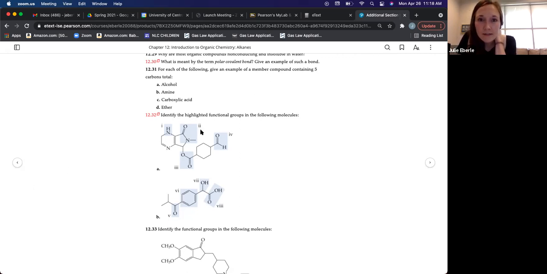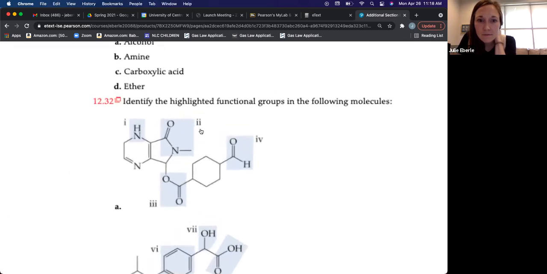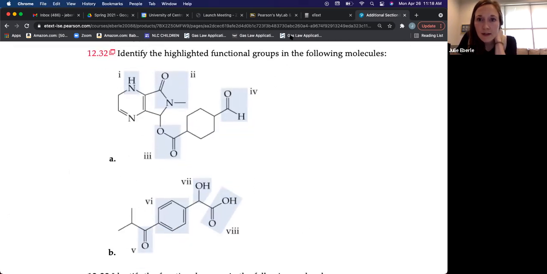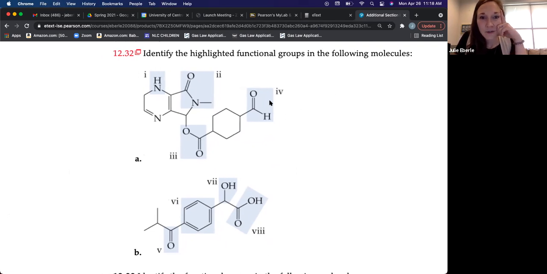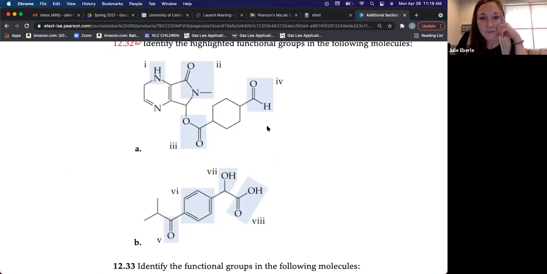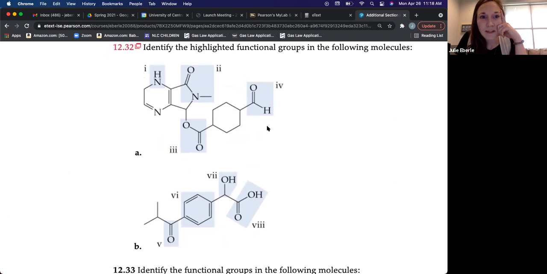All right, look here. It says identify the highlighted functional groups in the following molecules. Okay. So I only ask you to memorize 11 of those, and they're on the video.